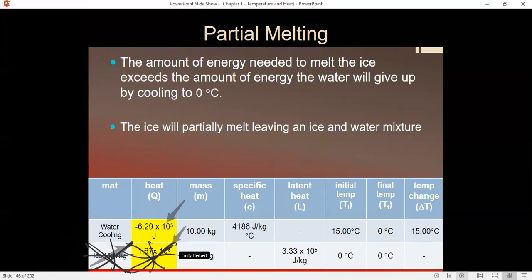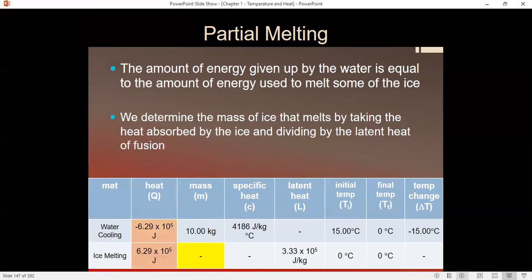Okay, the water is going to cool to 0 degrees Celsius, and the process is going to stop because they're going to be at thermal equilibrium. So I'm going to get rid of the ice melting and replace it with just the liquid water gives up 6.29 times 10 to the 5th joules of energy to reach 0 degrees, to cool from 15 to 0. Okay, the ice is going to absorb that, but only some of the mass of the ice is going to be converted into water. So I want to calculate how much mass that is.